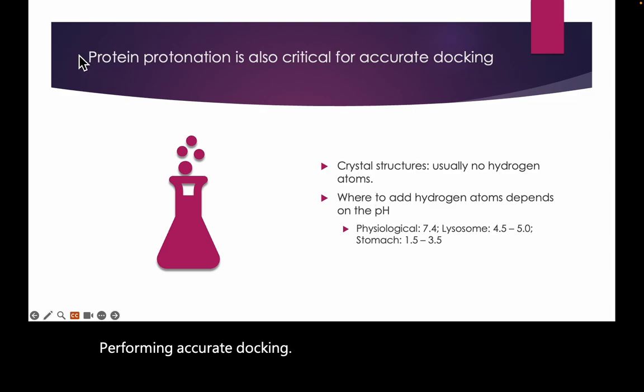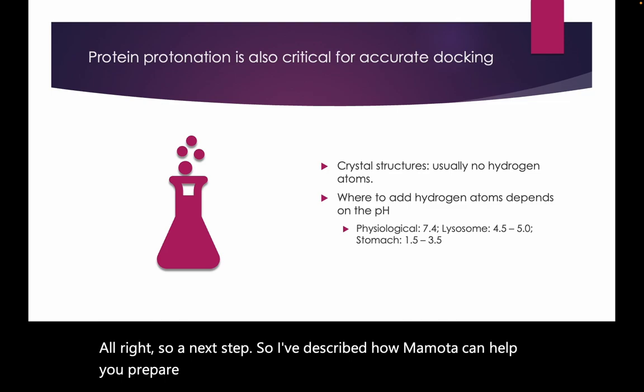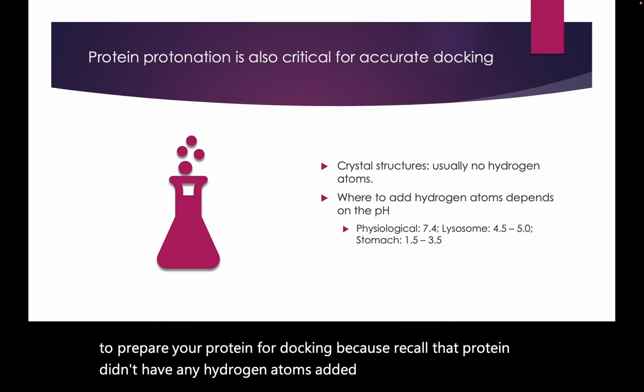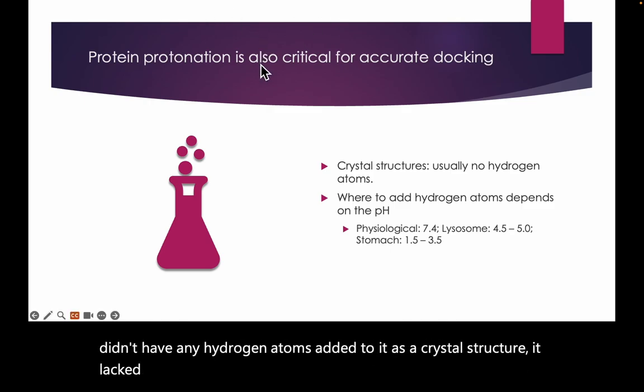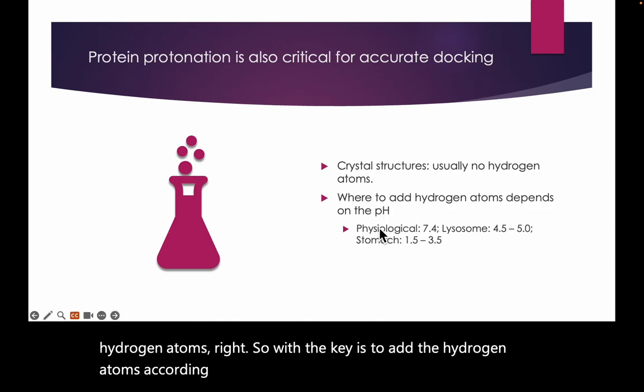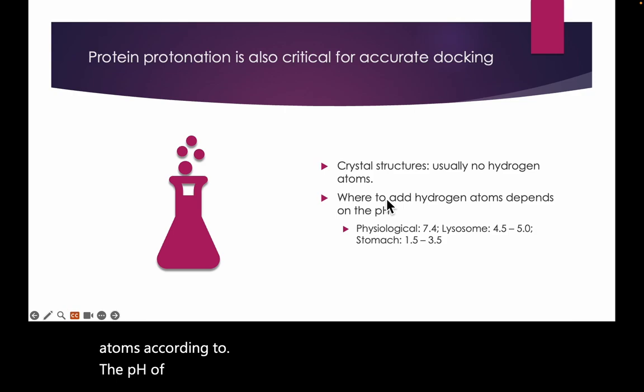All right, so next step. So I've described how MolModa can help you prepare your small molecules for docking. The next step also is to prepare your protein for docking, because recall that protein didn't have any hydrogen atoms added to it. As a crystal structure, it lacked the resolution, high enough resolution to position hydrogen atoms, right? So the key is to add the hydrogen atoms according to the pH of the environment where the protein resides.